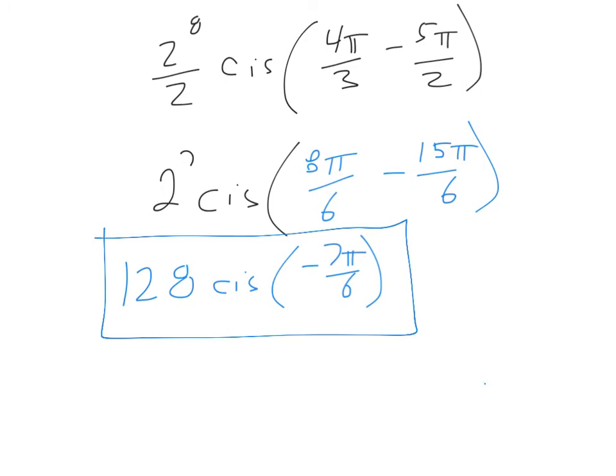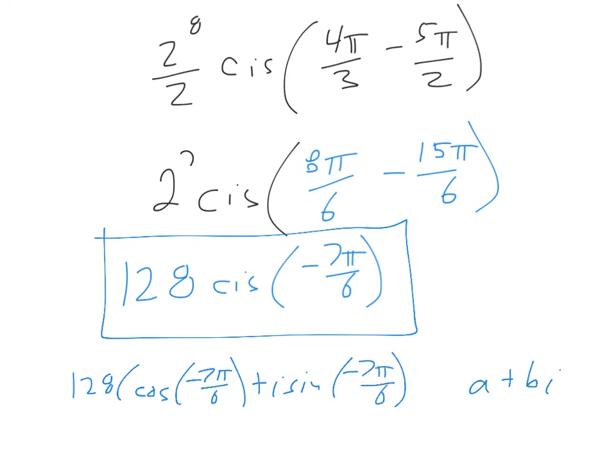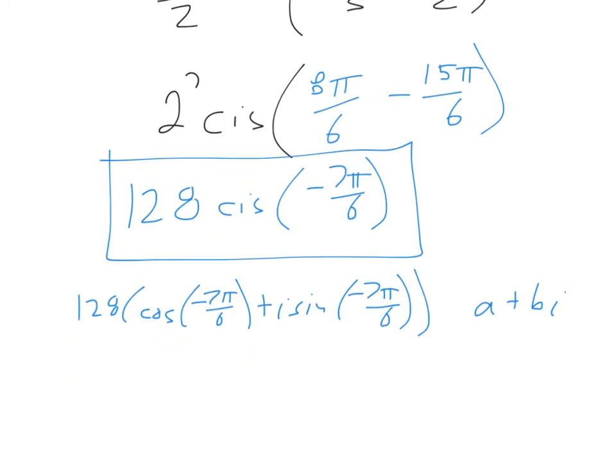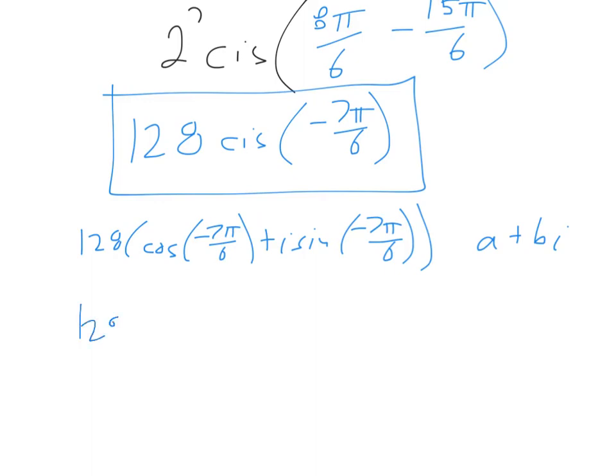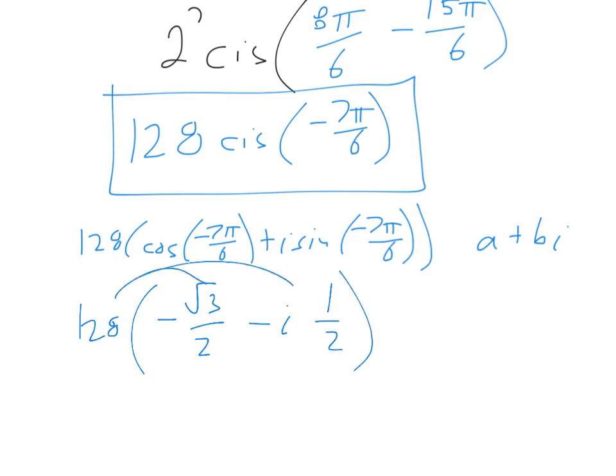If the problem asked for it to be in a plus bi form, all I would need to do is expand this. I would do 128 cosine -7 pi over 6 plus i sine -7 pi over 6. And so I'll run through that for you real quick. The cosine of 7 pi over 6, that's all the way over there. So cosine of that is going to be -√3 over 2. The sine of this is -1/2, so minus i times 1/2. Distributing the 128, I get -64√3 minus 64i.